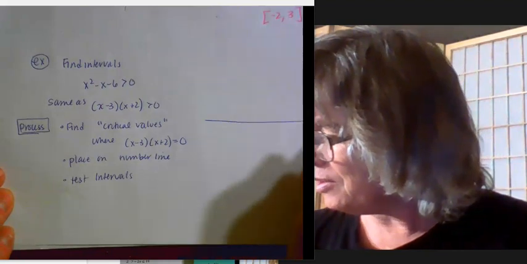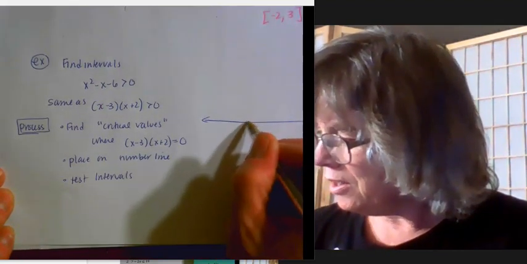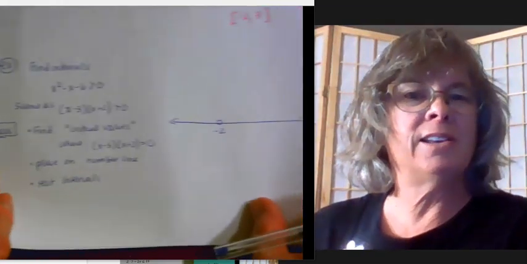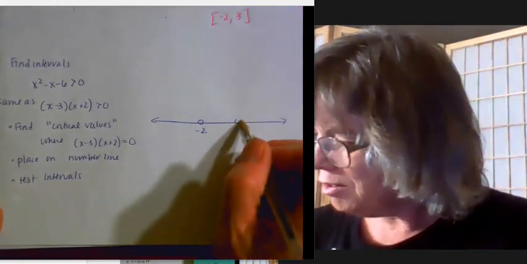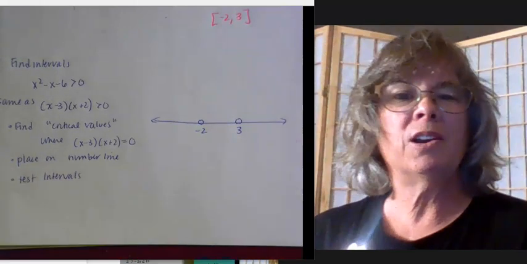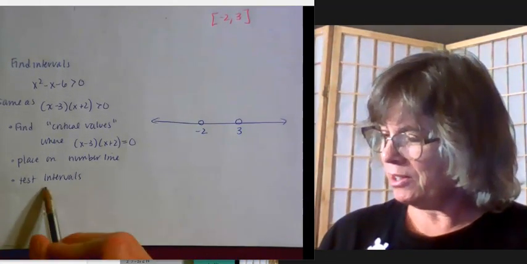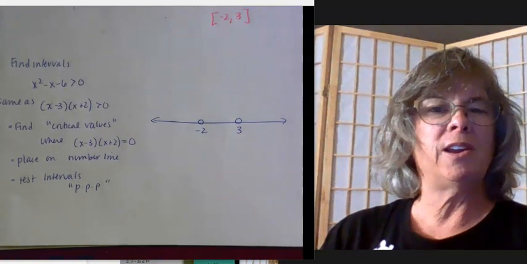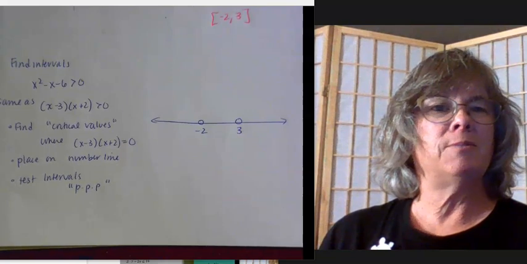So here's my number line. Here's the negative 2 open hole. And I'm going to slide this over a little bit. And here's the 3. And I'm going to pick a pretty point. So when I test the intervals, I pick a pretty point. I want to choose a point that's going to make my life easier.